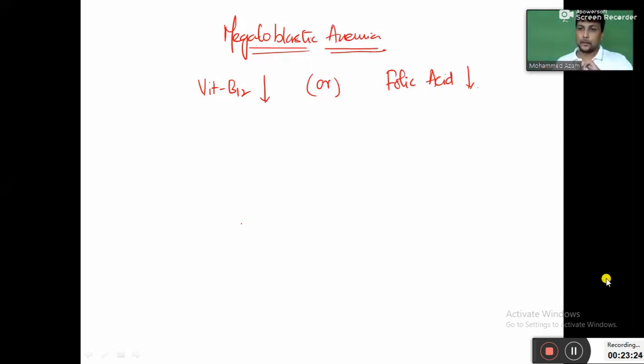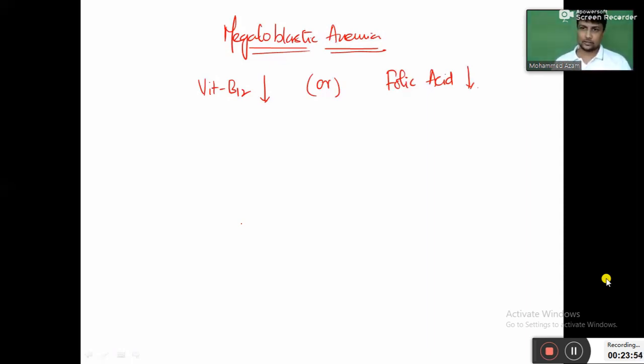Okay. First of all, as a doctor, you should know that vitamin B12 deficiency causes megaloblastic anemia. Folic acid deficiency too. Suppose a patient suffering with megaloblastic anemia comes to you. After coming to you, you have diagnosed me, and after diagnosis you confirm, yes sir, you are suffering with megaloblastic anemia.